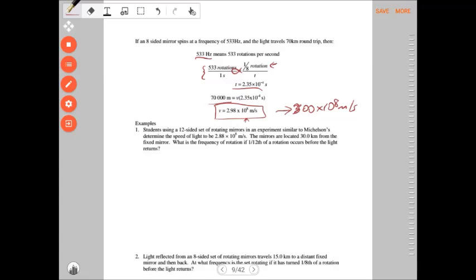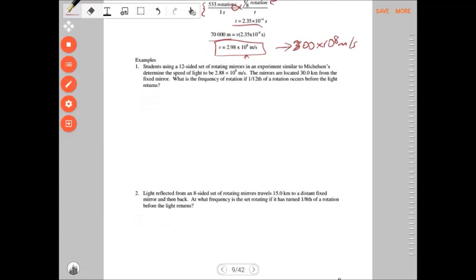So awesome. Okay, so let's do some examples and get you guys on your way. Students using a 12-sided set of rotating mirrors in an experiment similar to Michelson's determined the speed of light to be 2.88 times 10 to the 8th meters per second. The mirrors are located 30 kilometers from the fixed mirror. What is the frequency of rotation if 1/12 of a rotation occurs before the light returns?